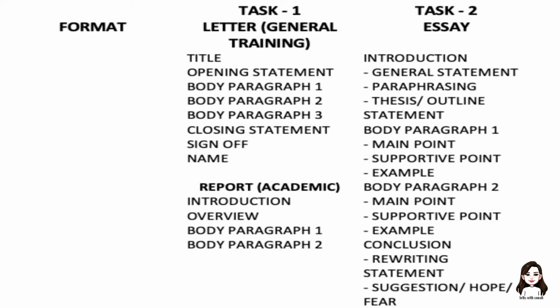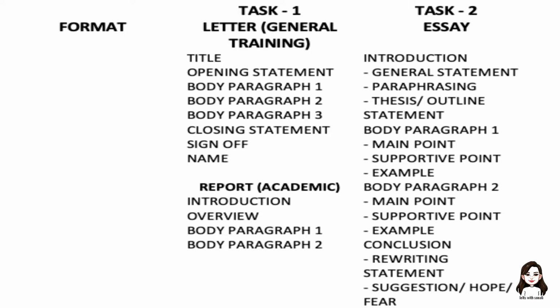Now proceeding with the format of Task 1 letter writing for general training students: first of all, you need to write a title on the top, and then you need to start with the opening statement. After that you need to drop a line, then you need to begin with body paragraph 1, then body paragraph 2, then body paragraph 3. There should be blank lines among all the 3 body paragraphs. After that also you need to drop one blank line, and then you need to write your closing statement, then signing off, and the name of the person who is writing that particular letter.